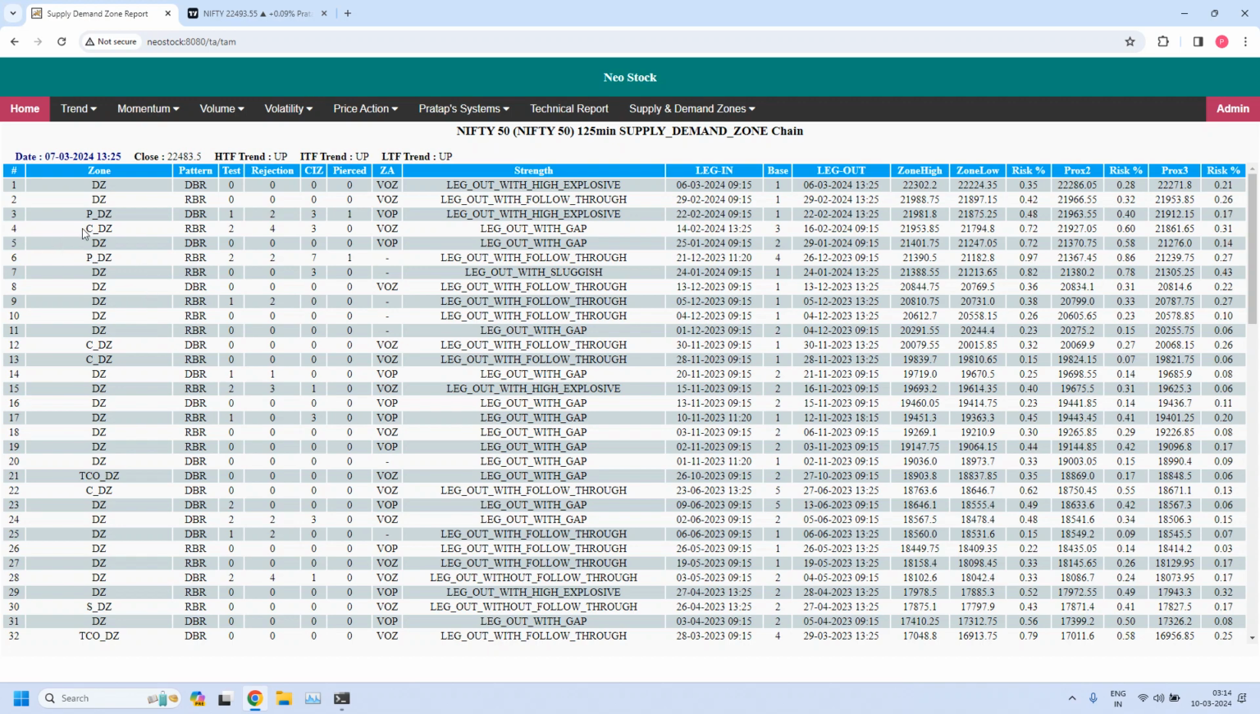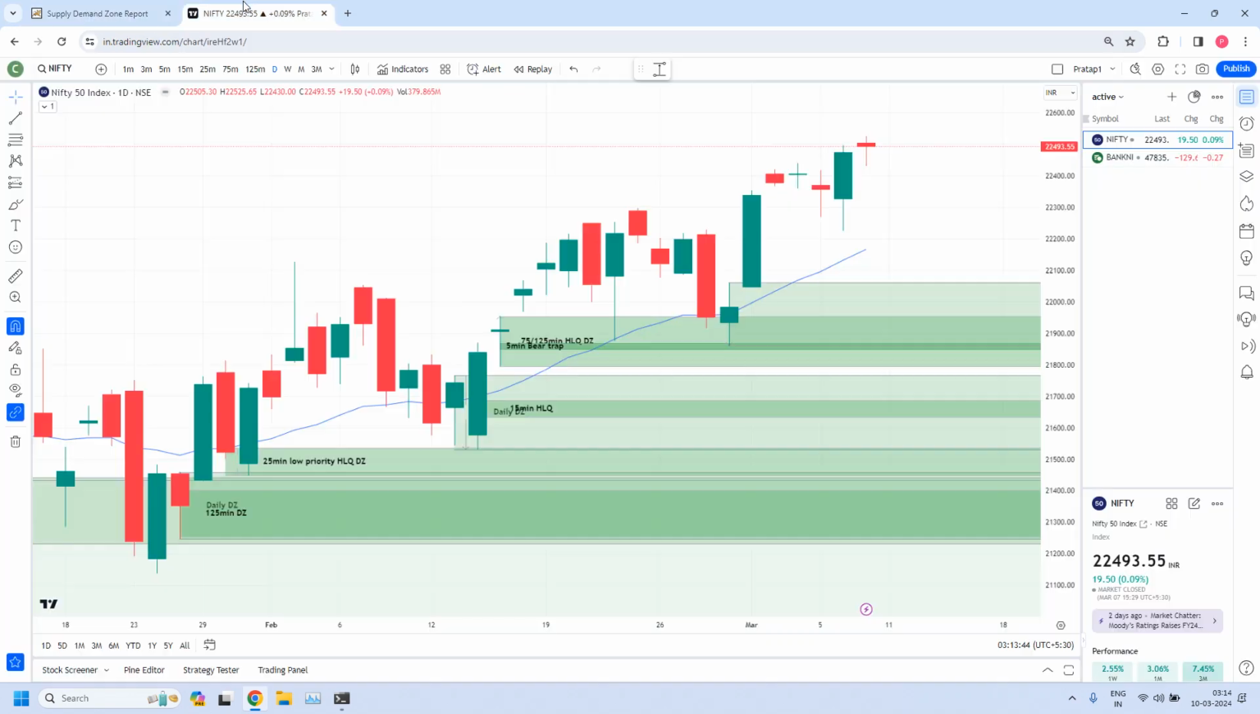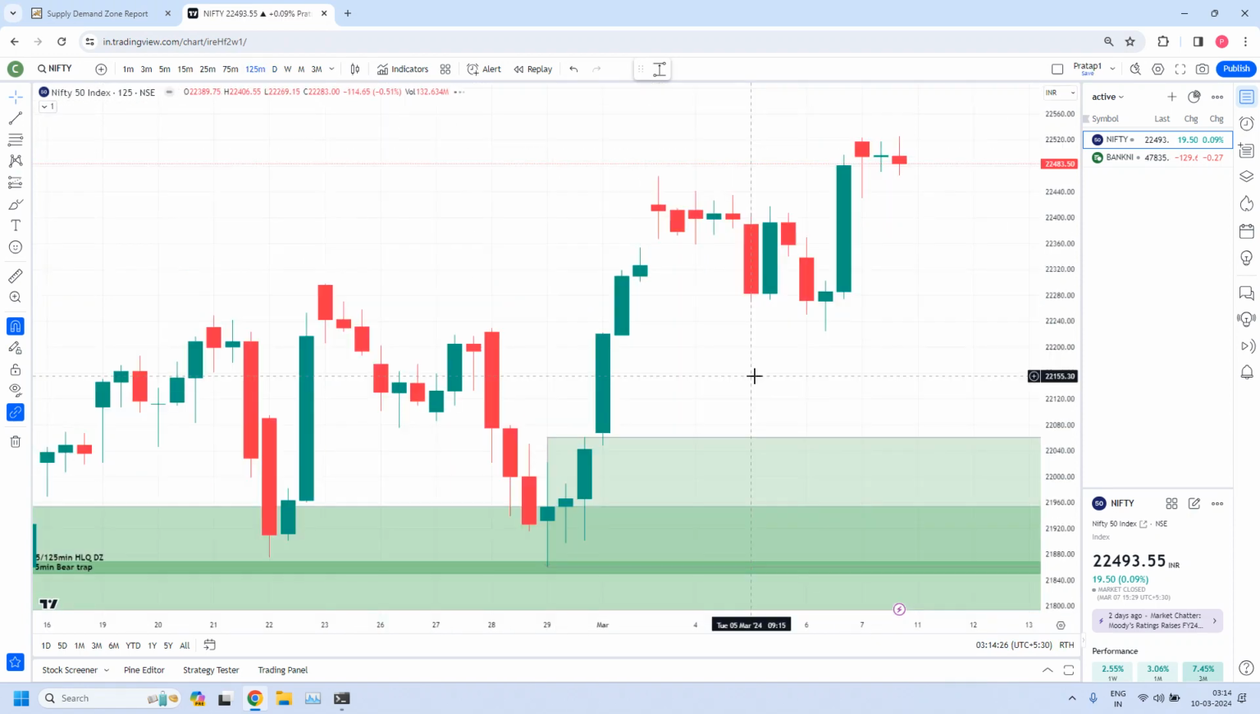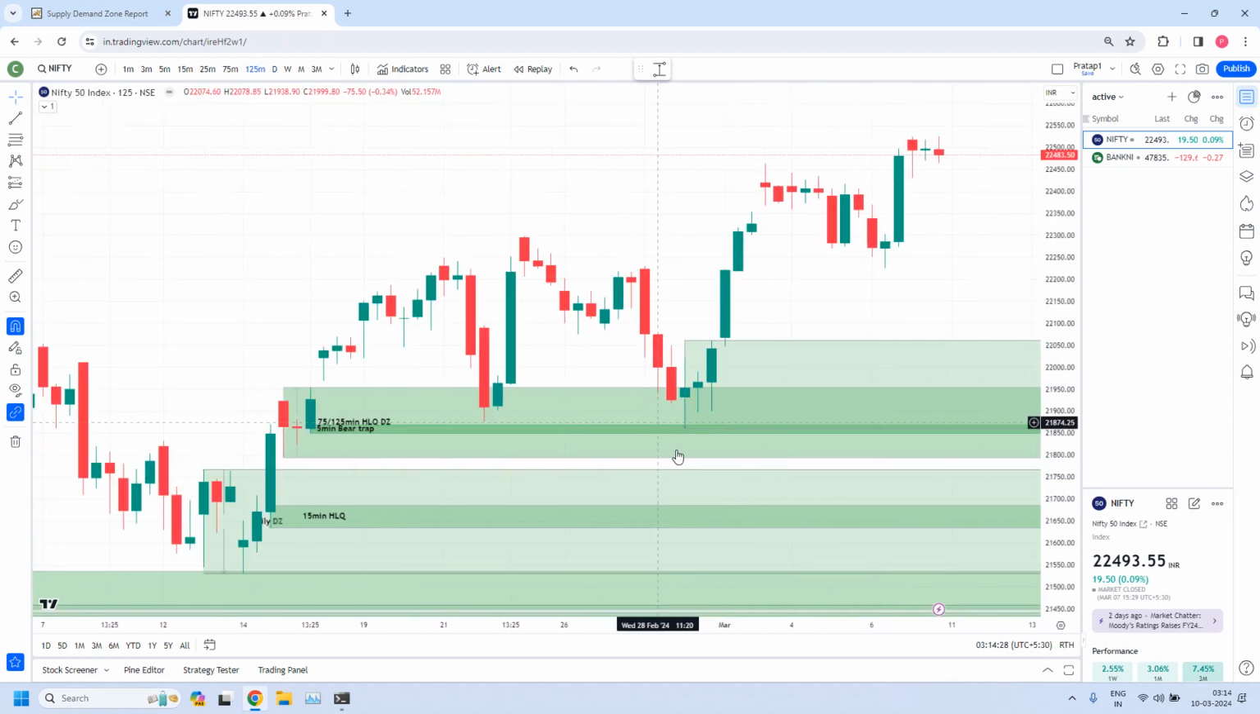And the most recent high liquidity 125 minutes zone is on 14th February at 13:25, which means 1:25 p.m. on 14th February. Have we drawn that? Let us look into that. So I am shifting the time frame to 125 minutes. This is the one, 14th February. We have already drawn this 2 weeks back.